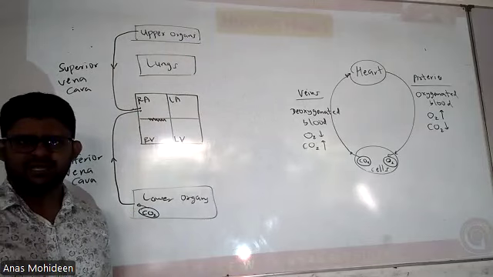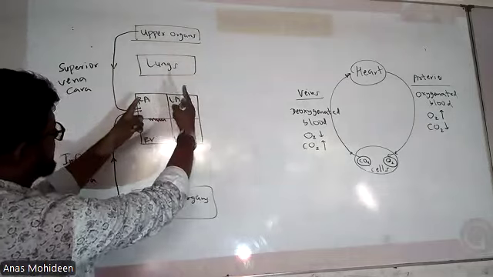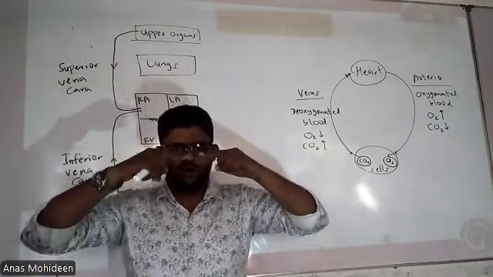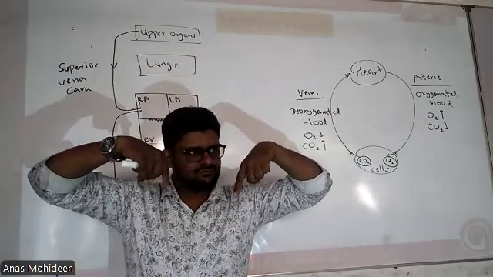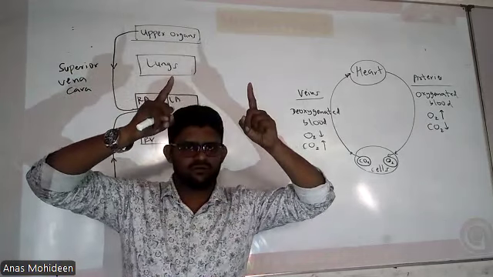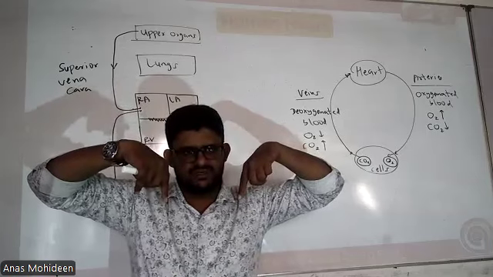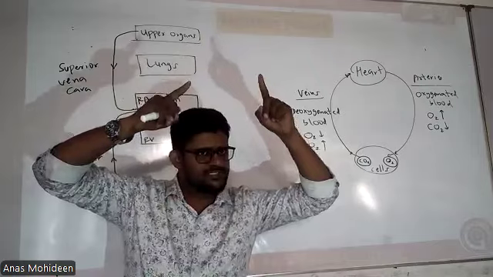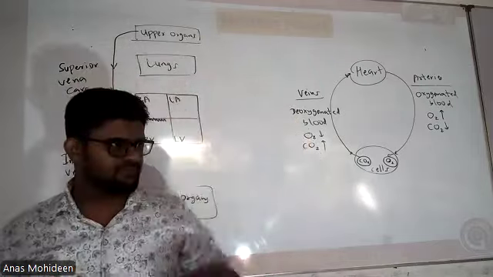There's a valve, and that valve would be opening only in one direction. Only in one direction would it be opening, and in the opposite direction it won't open. It closes. So this valve would be opening only in one direction, not the back side, not the opposite side, to prevent the backflow of blood, so that the blood won't come up.